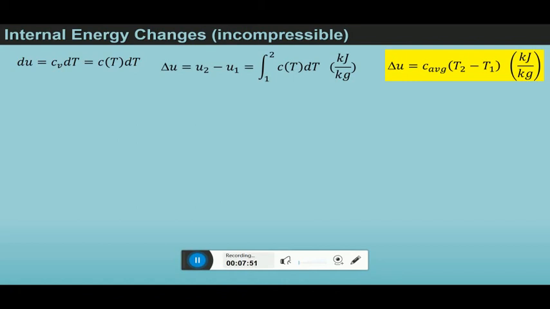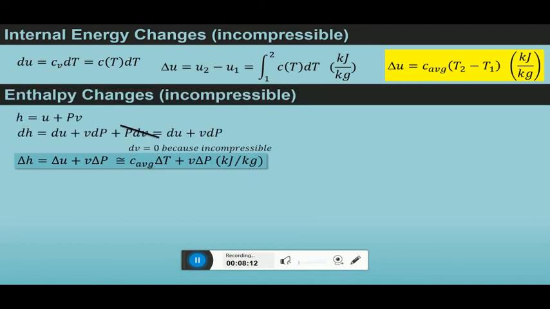So when you are calculating, you can calculate delta u using C average, that is the specific heat at T1 plus specific heat at T2 divided by 2, multiplied by the difference of temperatures. However, when it comes to enthalpy change, things get a bit complicated. We know that enthalpy is equal to u plus PV, and we can use differentiation to get this equation: dh is equal to du plus V dP plus P dV. This is a derivative of a multiplication.